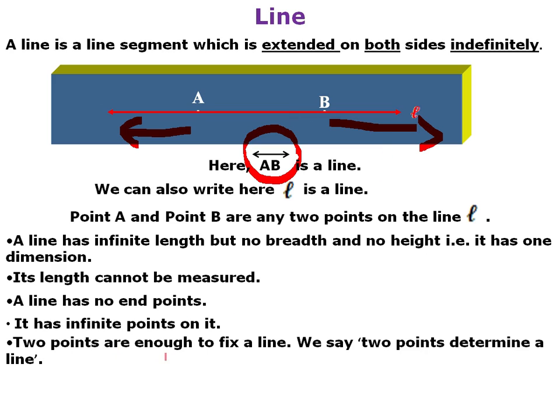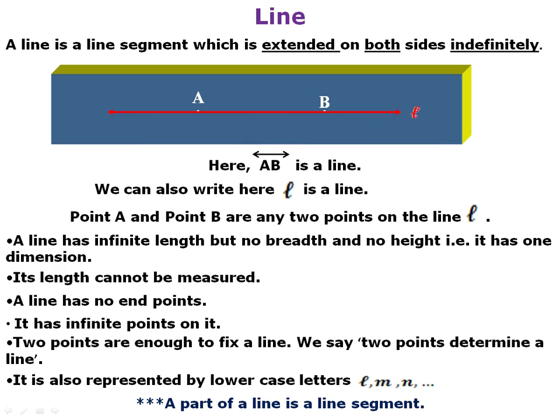2 points are enough to fix a line. If you have 2 points A and B, then you can determine a line. Through 1 point, many lines can pass, but through 2 points, one and only one line can pass through. Clear? So we say 2 points determine a line. It is also represented by lowercase letters l, m, n, like this. So from the concept of line, what is a line segment? A part of a line is a line segment.